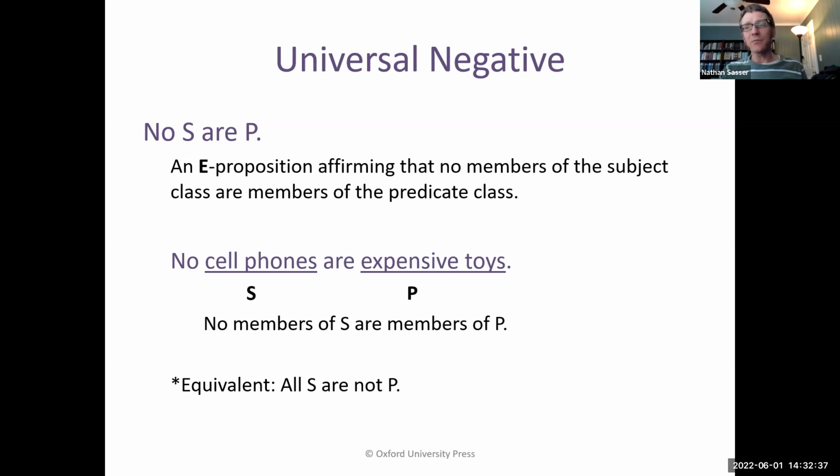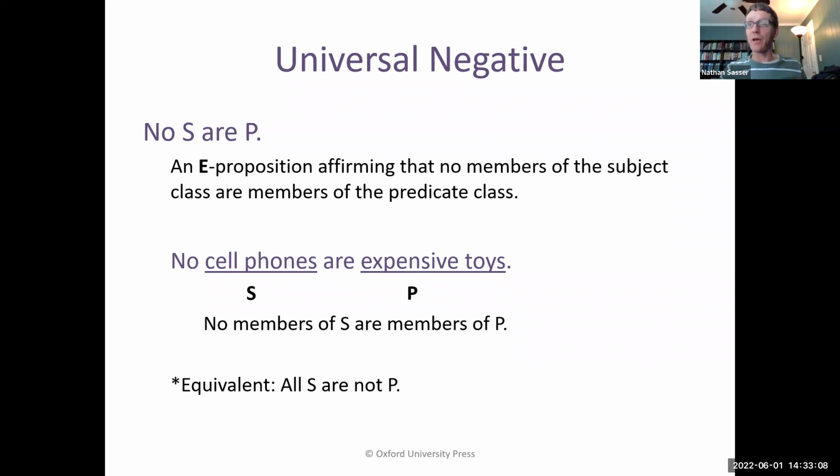Now, I sometimes find it helpful, in my mind, to translate the no S are P and to know that it's equivalent to saying that all S are not P. For certain purposes, especially when we get to conversion and obversion and contrapositives in the next video, it is helpful in my mind to know that. No S are P is equivalent to saying all S are not P.